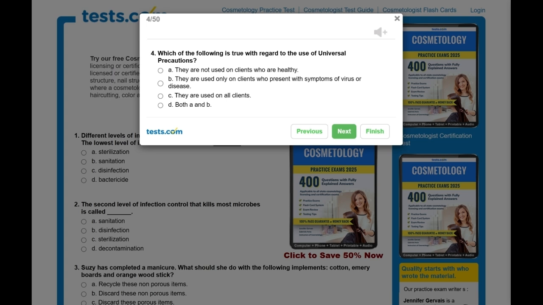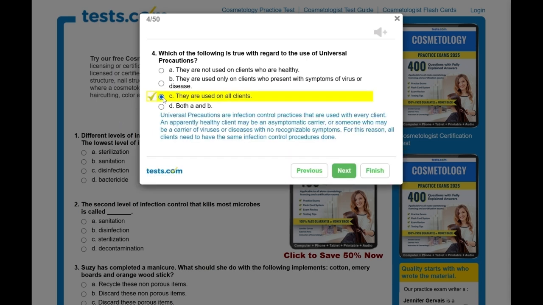Question 4. Which of the following is true with regard to the use of universal precautions? A. They are not used on clients who are healthy. B. They are used only on clients who present with symptoms of virus or disease. C. They are used on all clients. D. Both A and B. C. They are used on all clients. Universal precautions are infection control practices that are used with every client. An apparently healthy client may be an asymptomatic carrier, or someone who may be a carrier of viruses or diseases with no recognizable symptoms. For this reason, all clients need to have the same infection control procedures done.